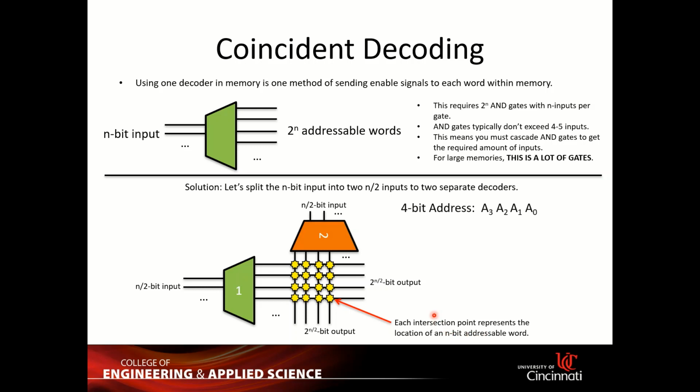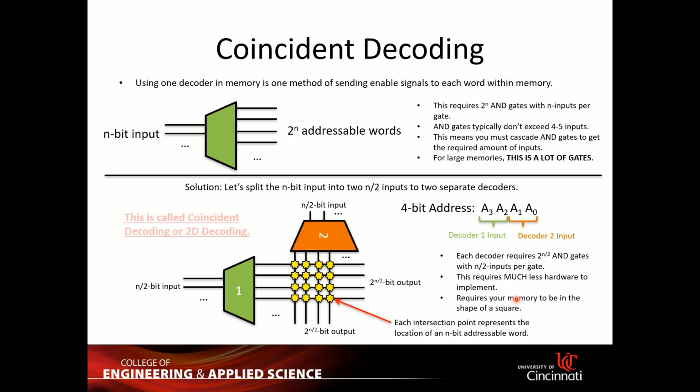So a 4-bit address, A3, A2, A1, A0, can be decoded with 2-bit inputs, sorry, decoder 1 with a 2-bit input and decoder 2 with a 2-bit input. So you can use 2 different decoders, 2 inputs each, and you can cross them like this. In this way you use less hardware to implement it.